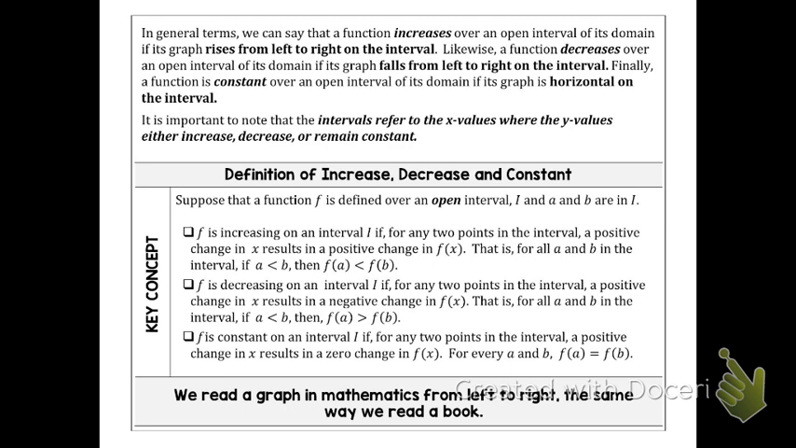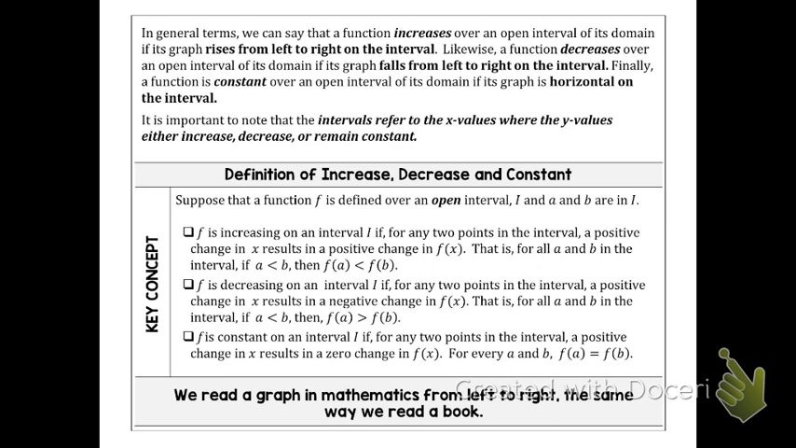All right, so as you read your graph from left to right, if it's going up, it's increasing, going down, it's decreasing, and if it's staying the same, then it's constant. It is important to note that the intervals refer to the x values where the y values either increase, decrease, or remain constant. So we always label it by our x values, okay? The y's are what's increasing, decreasing, or staying constant, but where is it happening? We always tell where something is happening by those x values.